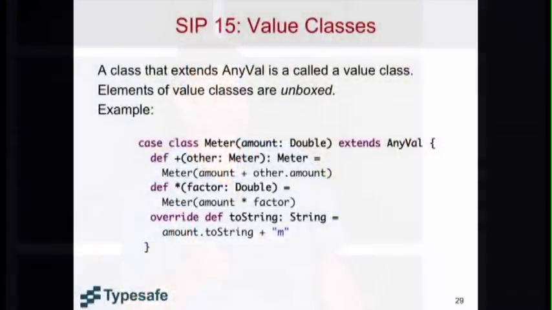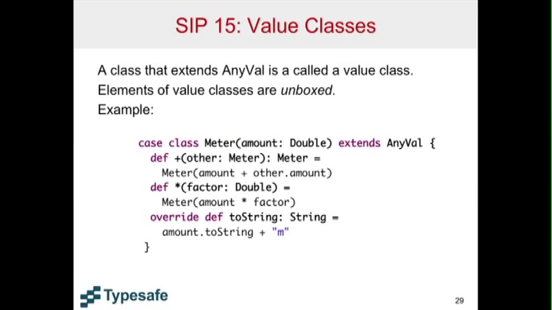Would that make sense? What would be different? Well, the idea is that, yes, it would make a lot of sense. We call classes that extend AnyVal value classes, and there's a SIP for them, SIP 15. The idea there is that the elements of the value classes are usually unboxed. So here I have a class, call it Meter. It is essentially a physical dimension, a quantity. We say it's Meter with a certain amount. So the underlying number of meters is a double.